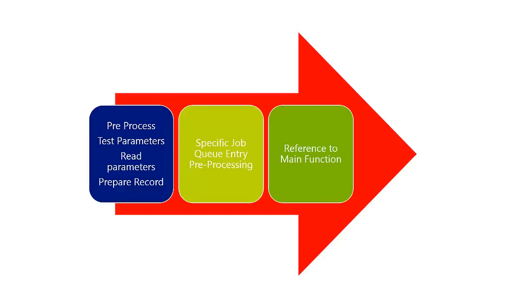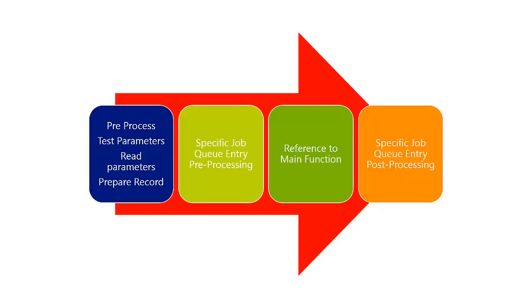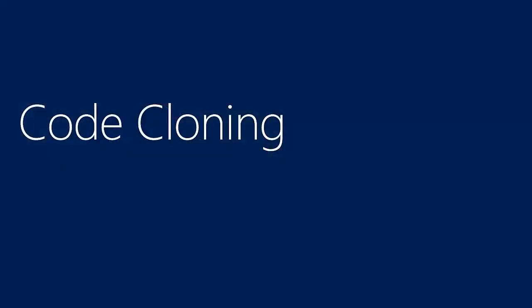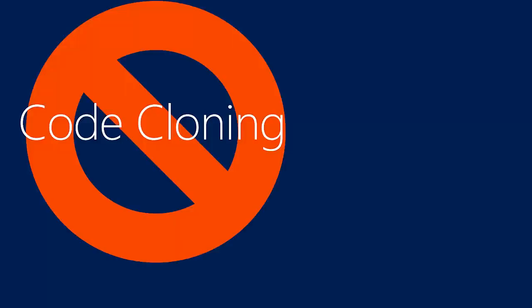Then the main process kicks in. The key to using this pattern is not to change the main process. And when the main process is finished, we can do some cleanup if it's required. Although it might be tempting, the main process should never be duplicated. This would result in unnecessary overhead and reduce the maintainability of our application.